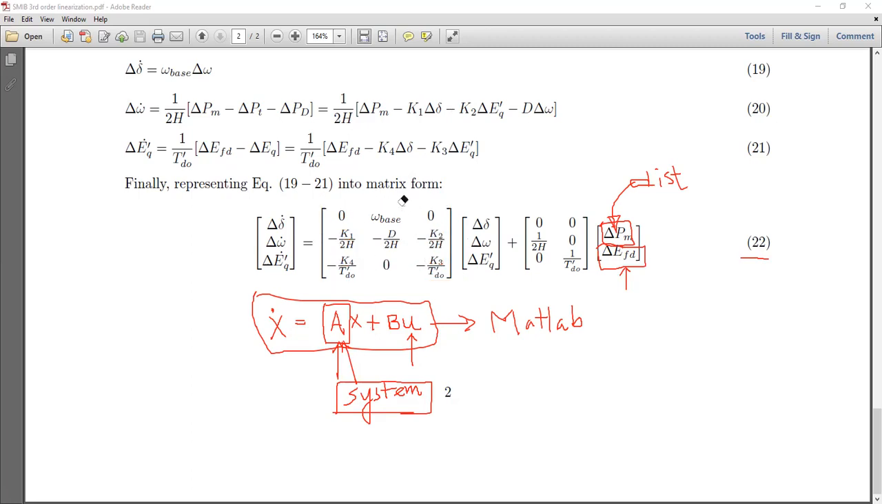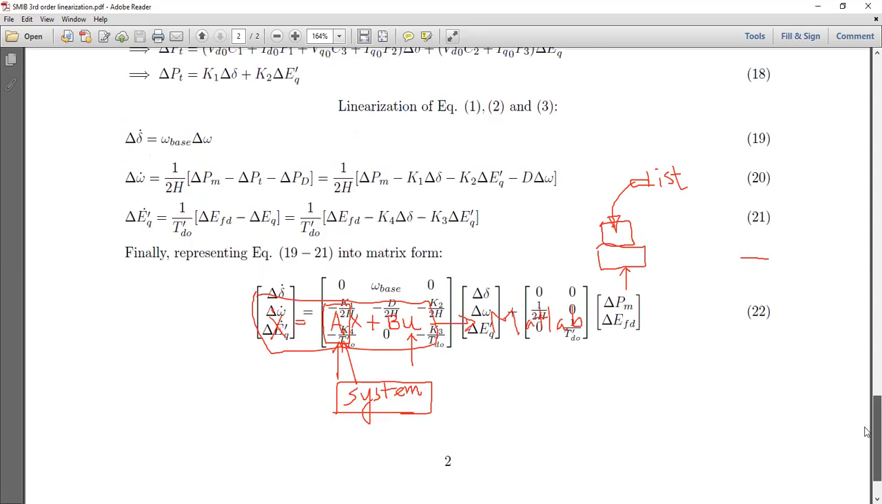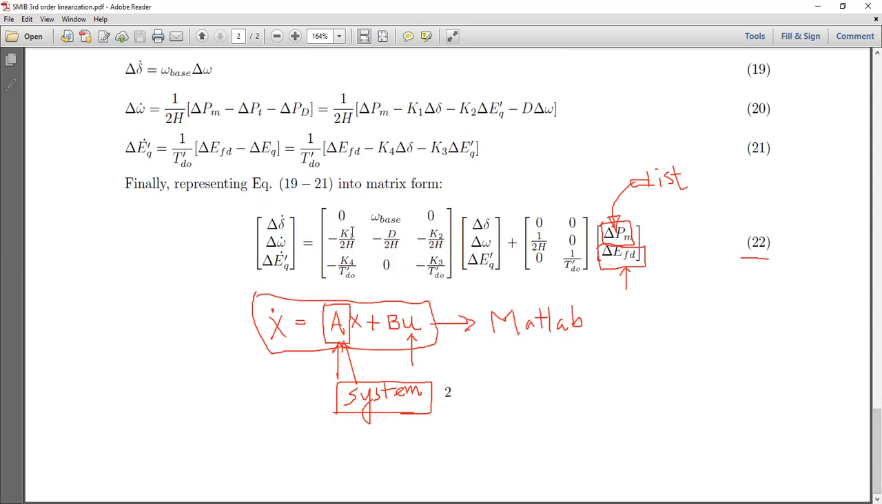Other than these four constants, if we further look into the A matrix, the remaining parameters are actually constants. So we have H, omega base, and T'd0. Omega base is 2 pi f. H is the per unit inertia constant. D is the damping constant or damping coefficient, and should be given. And T'd0 is the d-axis transient open circuit time constant. We don't have to bother about those because we already have those values listed in our code. So we would be looking to form the expressions for K1 up to K4.